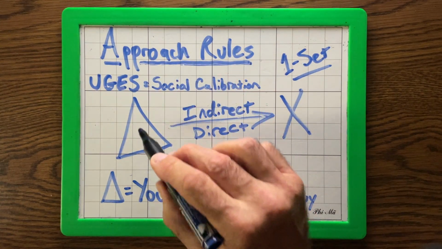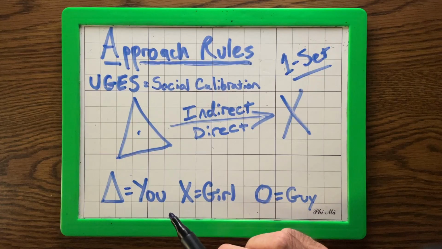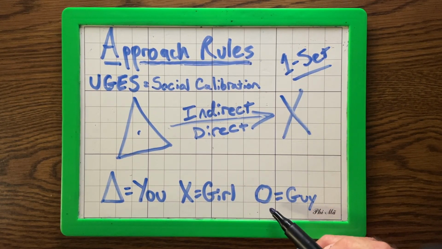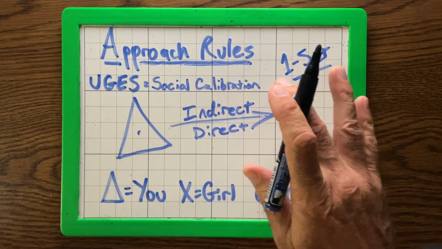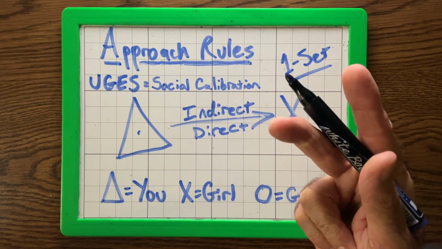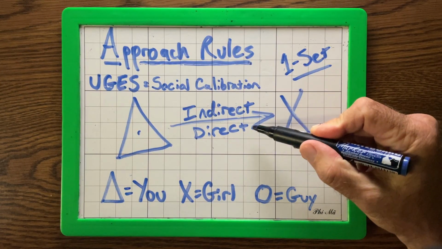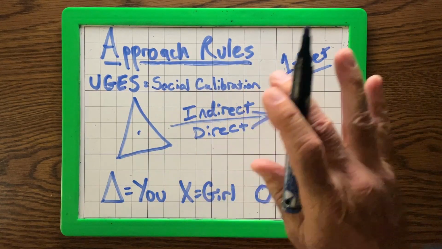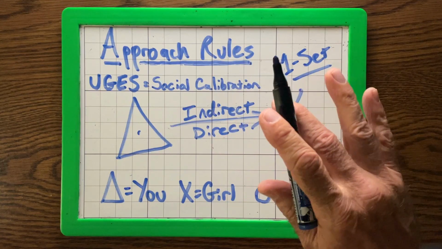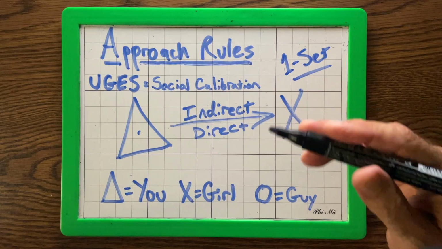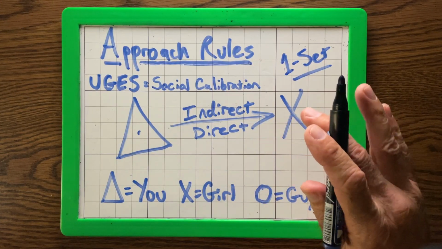When we look at the chart, the triangle is going to represent you, the X represents the girl, and once we depict the guys on the diagram, they'll be represented with an O. So for any verbal cold approach, there's 2 main methods or styles that we can use, indirect or direct. Indirect verbal cold approach shows minimal interest in the girl in the beginning, whereas a direct cold approach shows immediate man-to-woman interest straight from the start.